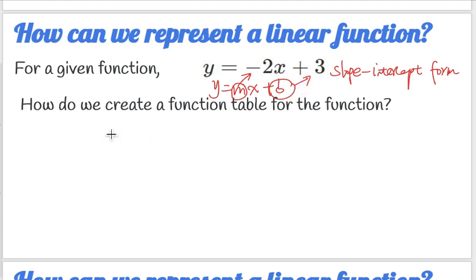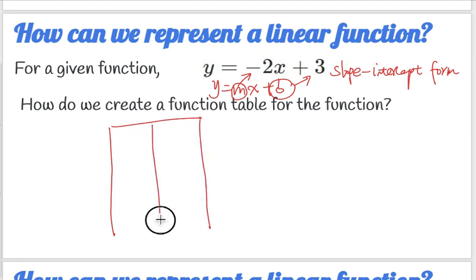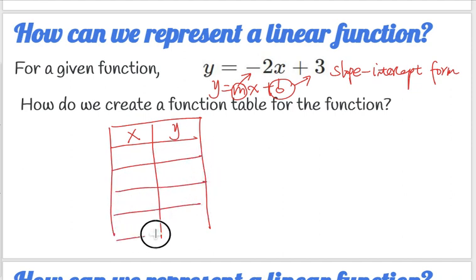So how do we create a function table? First, we can easily create a chart here. The first column is x, which is our input, and the second column is y, which is our output. All we need to do is choose different random values. It's always good to choose some positive and some negative numbers, so it's easier to transfer to graphing because it covers positive and negative.